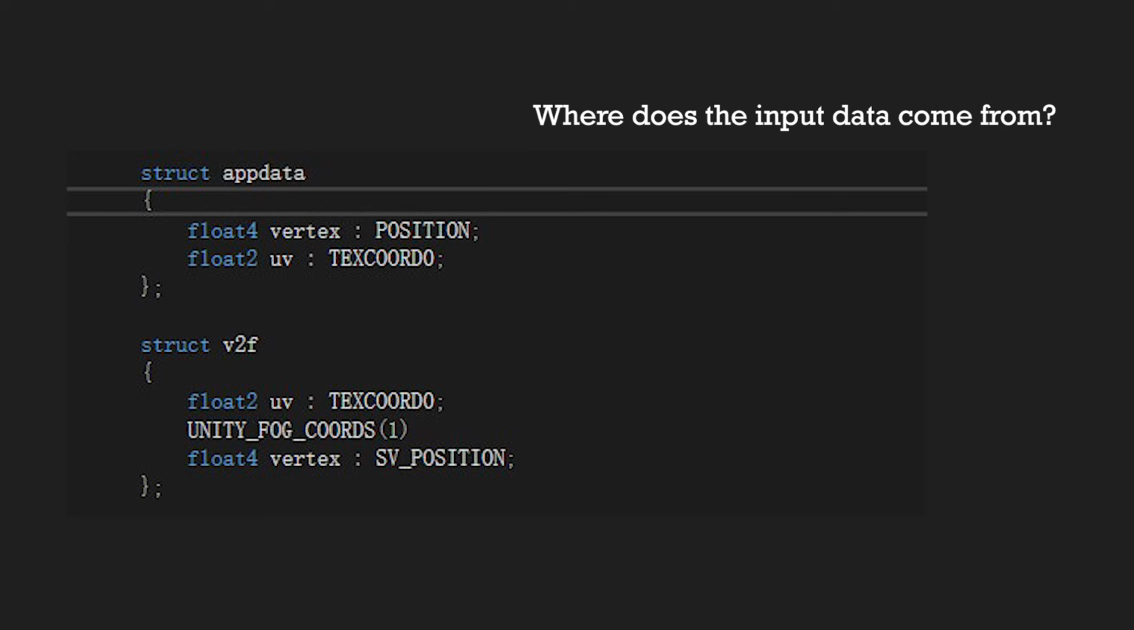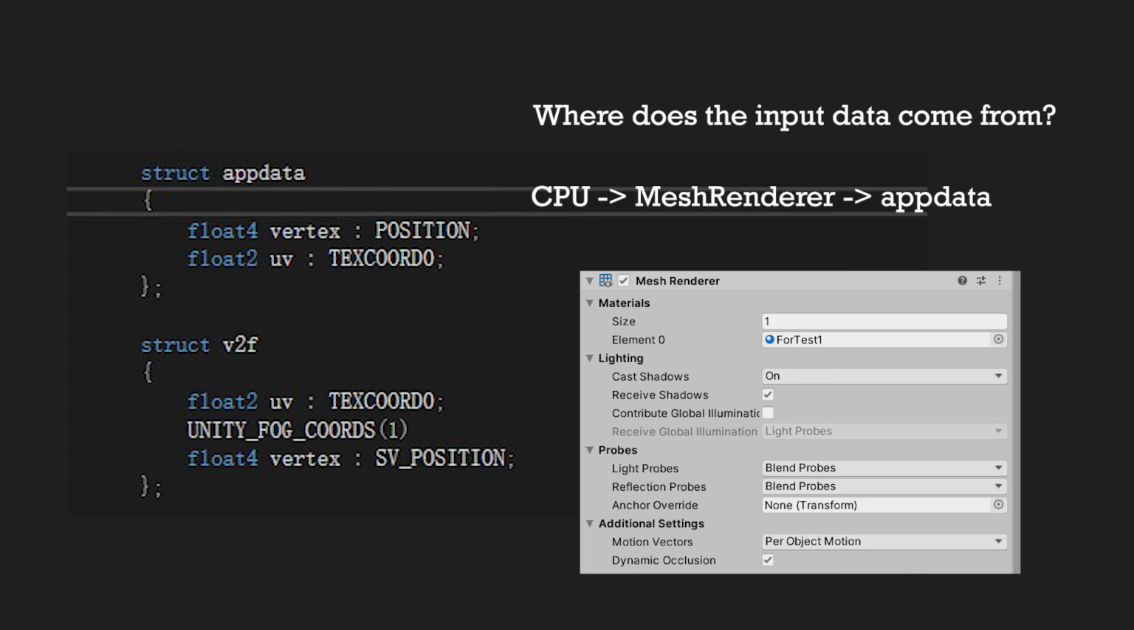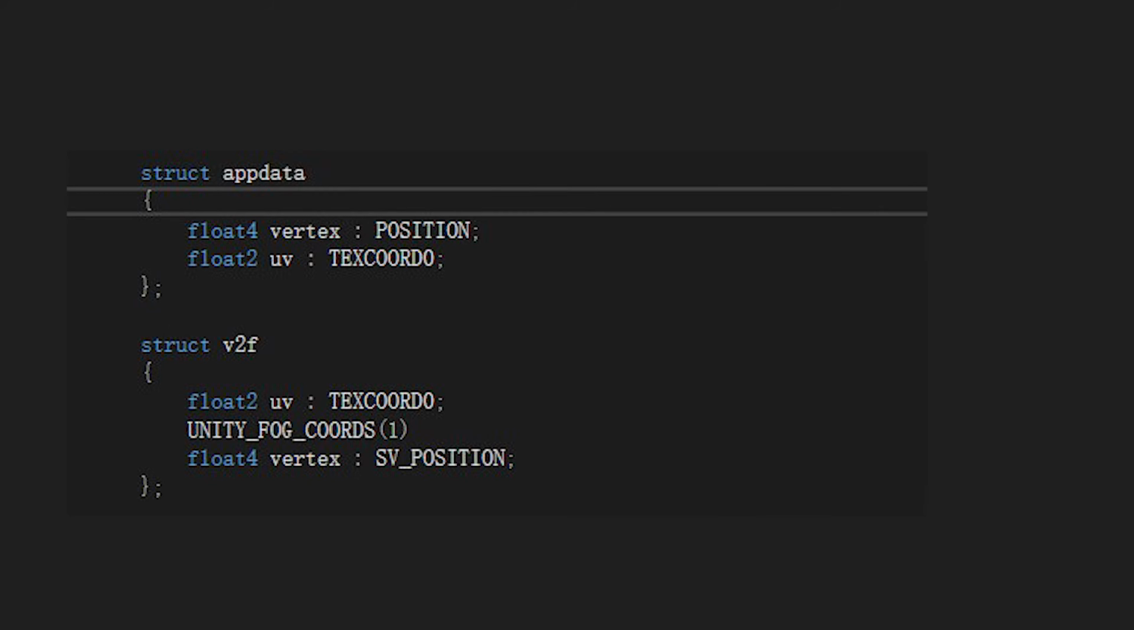Where are these two data from? This is what the CPU loads from the model file and passes through the mesh renderer. Clicking on a certain model, we can see such a component as mesh renderer. We can set the material of this model here. The data displayed in appdata is passed to us by the mesh renderer, and these two sentences. The first one explains its structure.